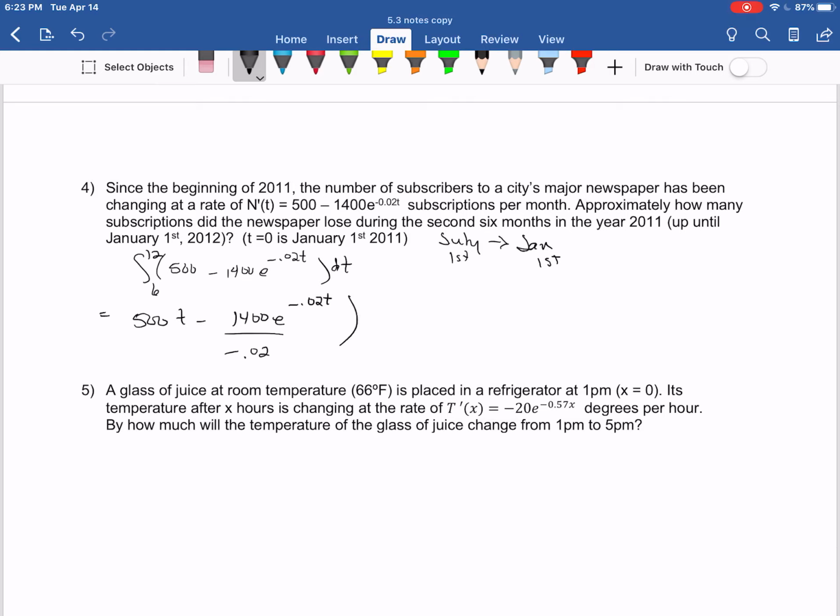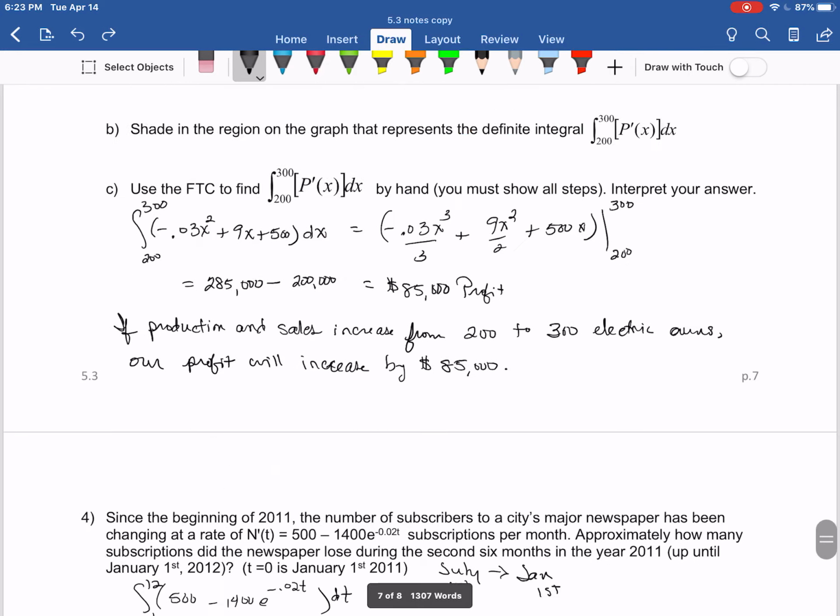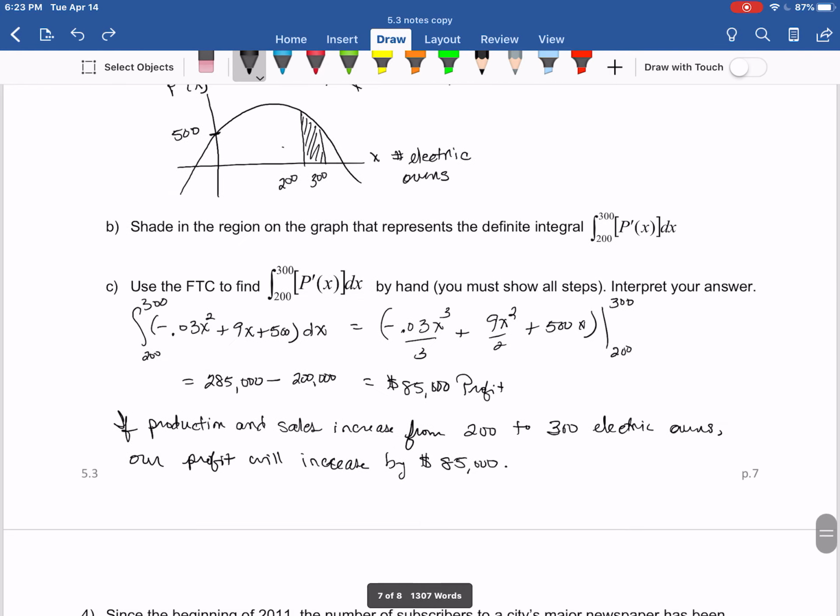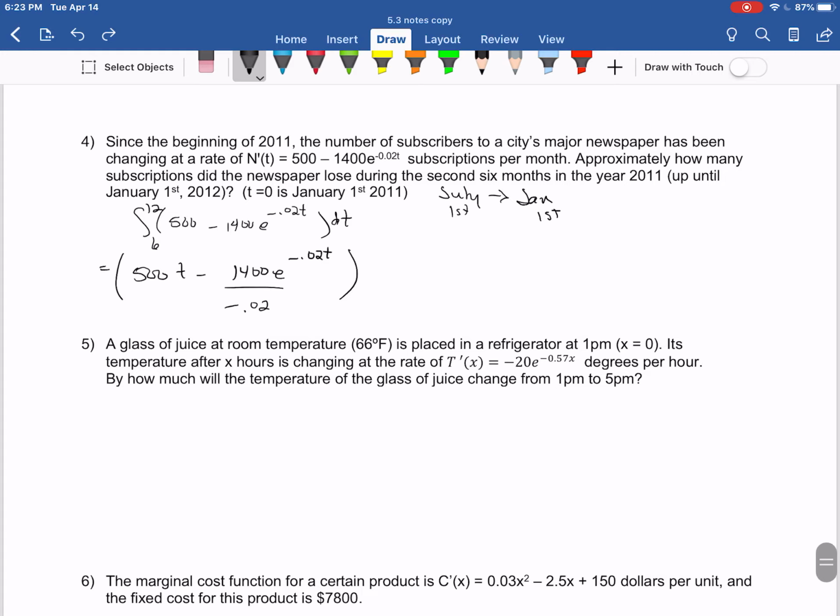And this is going to be evaluated from 6 to 12. Okay, from 6 to 12. Simplify if you want to. You don't really need to if you don't want to, but plug in the upper limit, and subtract what you get from the lower limit.